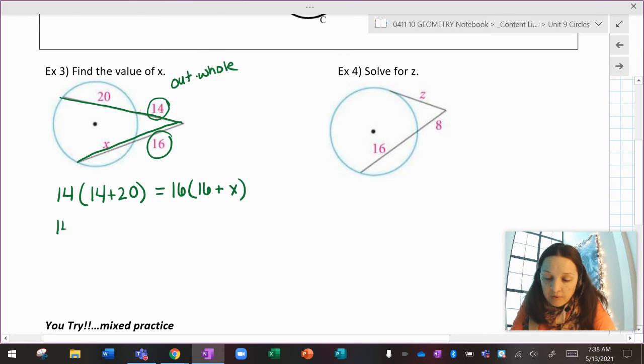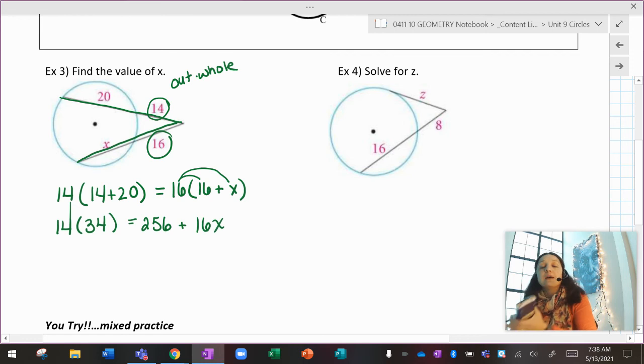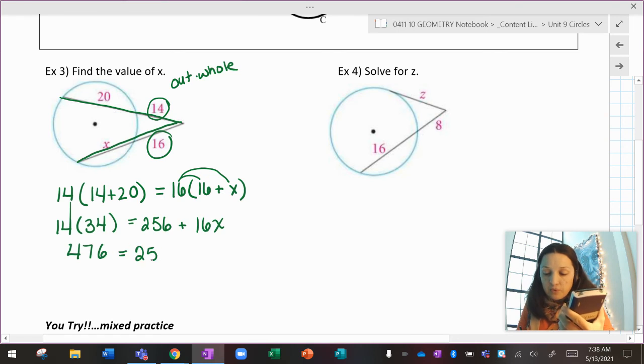Well, let's see. This is going to be 14 times 34 equals, well, you know what? I think I'm going to distribute this 16. So 16 times 16 is 256 plus 16x. And now we want to make sure we've got a calculator nearby. So 14 times 34 is 476 equals 256 plus 16x.